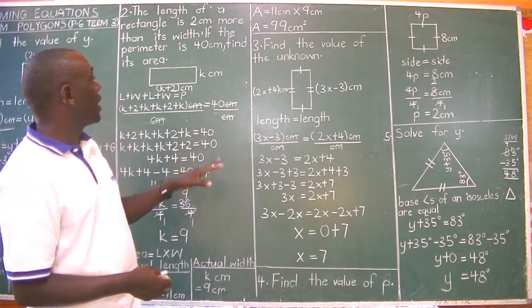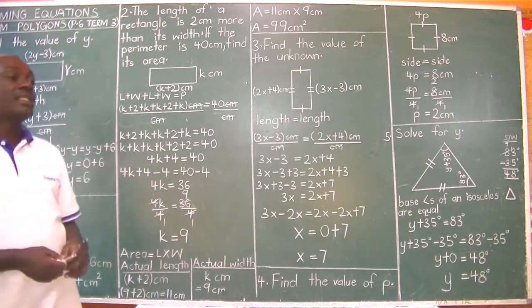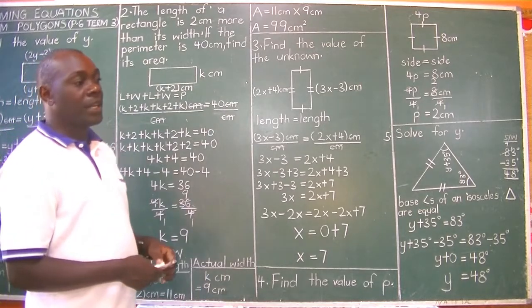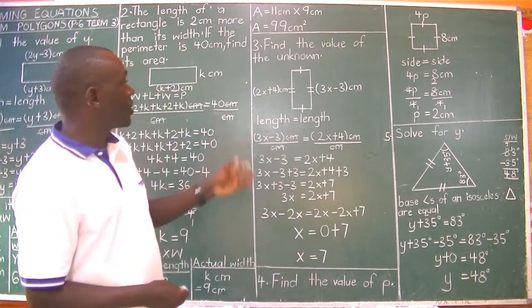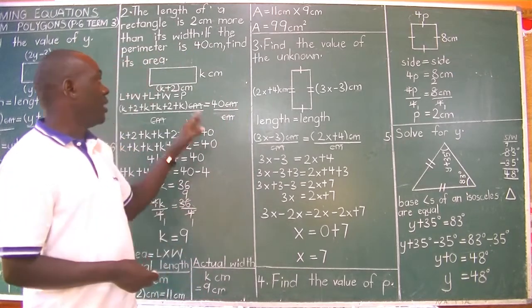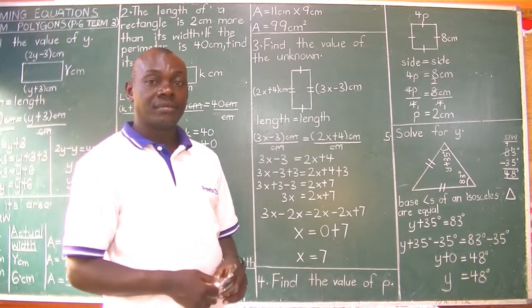That's how we answer this number, where you add 9 to length and width, given perimeter, and asked for area. That's how we answer that. Let that be done like that forever and ever.